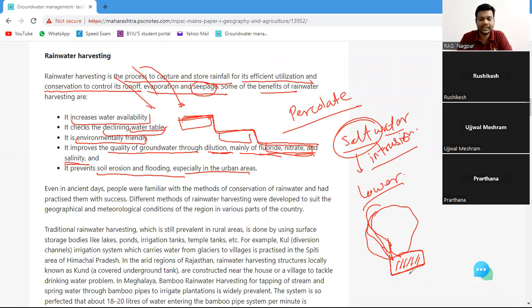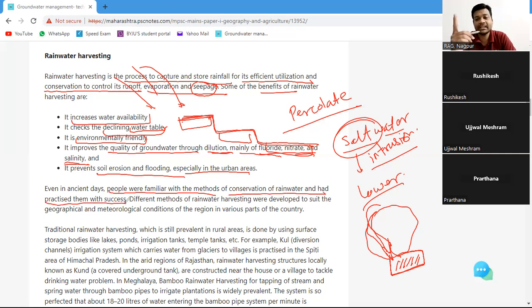We have forgotten it. We have let go of rainwater harvesting by constructing larger cement structures. We have just covered the soil with cement, tar and concrete, and we have sealed the pore spaces of the soil, and we let the rainwater go towards the rivers or towards the larger outlets. So in ancient days, people were familiar with the method of conservation of rainwater and practiced it with success, of which I have given you the example.